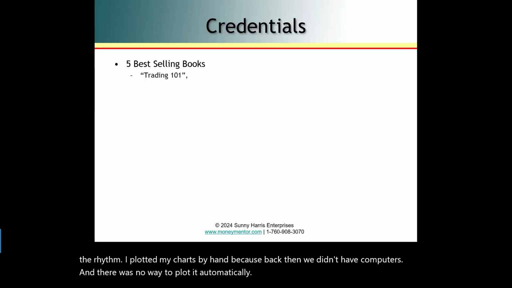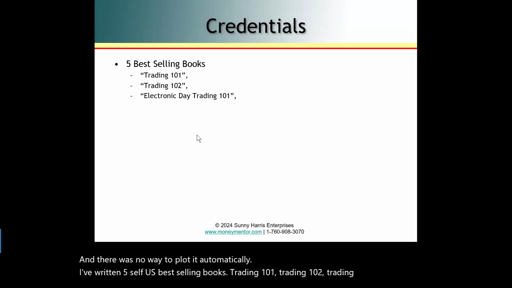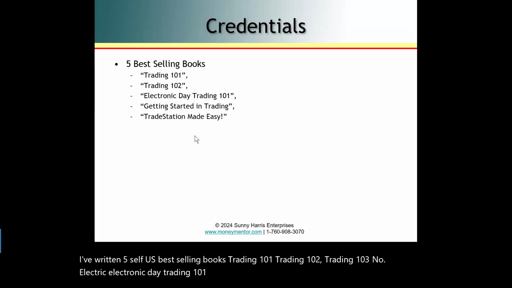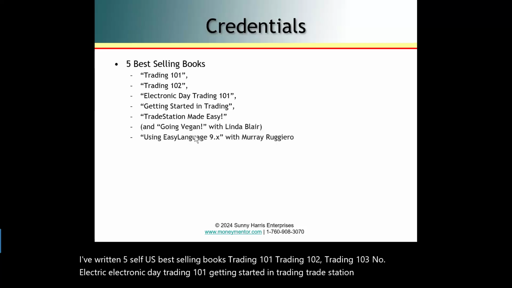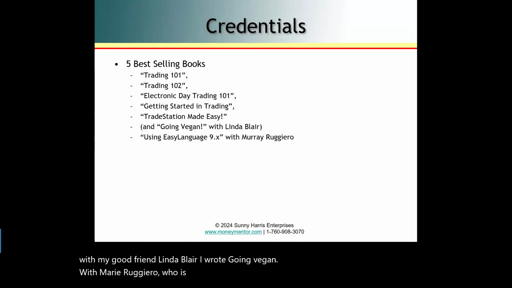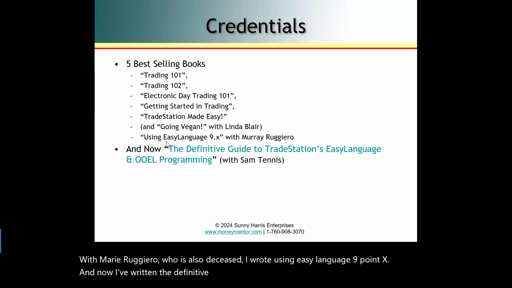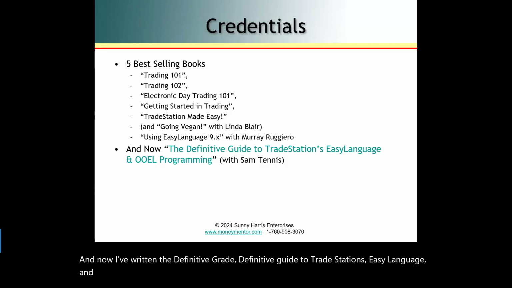I've written 5 best-selling books: Trading 101, Trading 102, Trading 103, no, Electronic Day Trading 101, Getting Started in Trading, TradeStation Made Easy. And then with my good friend Linda Blair, I wrote Going Vegan. With Murray Ruggiero, who's also deceased, I wrote Using Easy Language 9.x. And now I've written the definitive guide to TradeStation's Easy Language and OOEL programming with Sam Tennis.